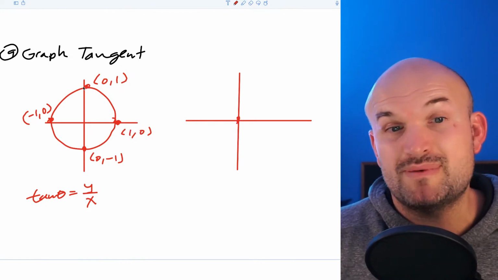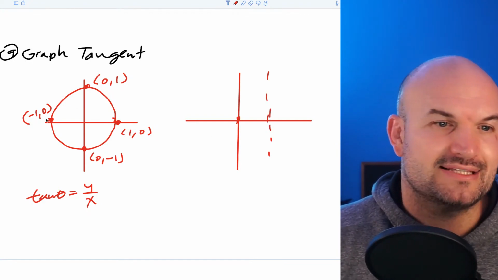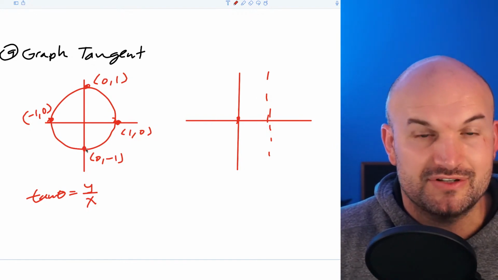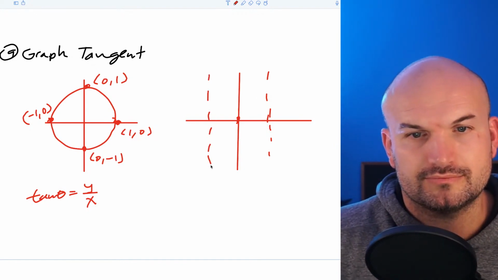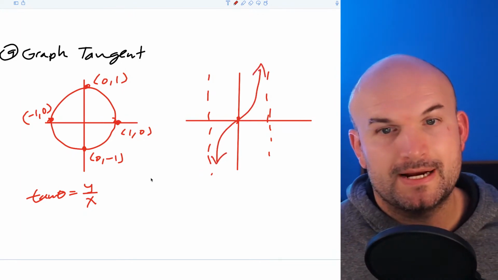And then remember this angle is pi halves. You can see that is undefined. And then if you went to negative pi halves, right? Negative pi halves, you'd see that's undefined as well. Boom. Then there's basically your graph.